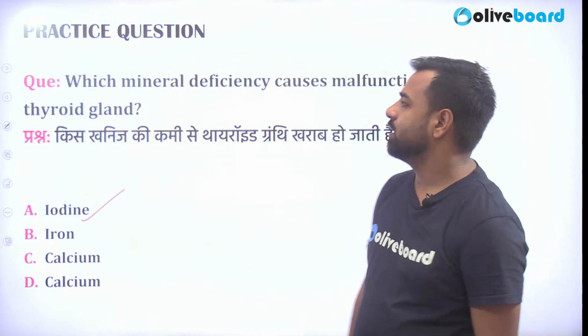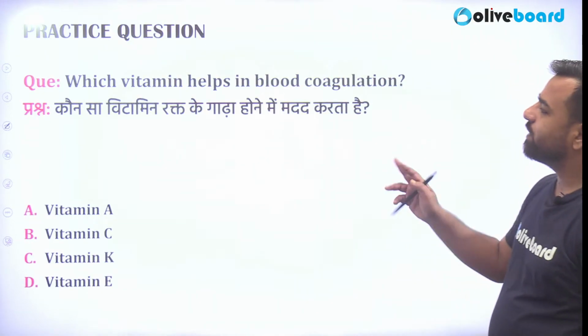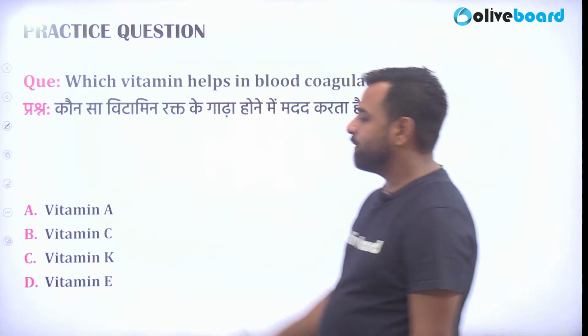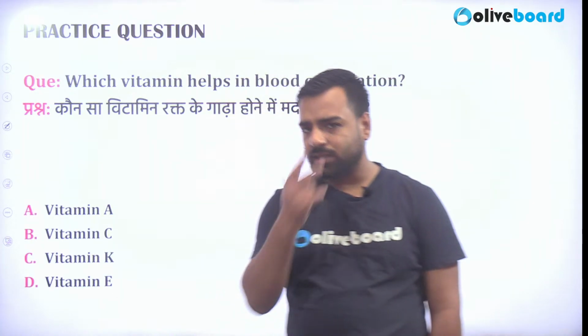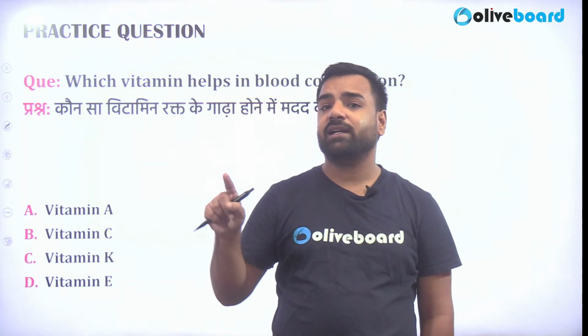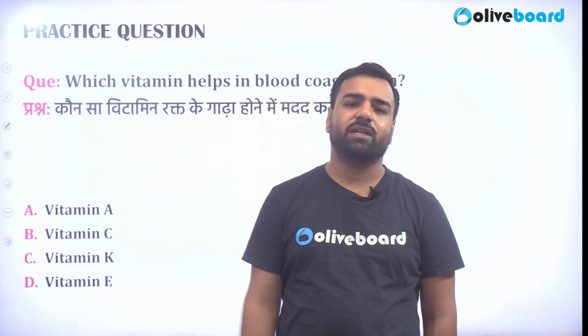So brittle bones. Next, so iodine is the answer. Which vitamin helps in the blood coagulation? So vitamin A, its chemical name was retinol, so that's linked with the eye. So xerophthalmia and night blindness, that's linked with deficiency of vitamin A.